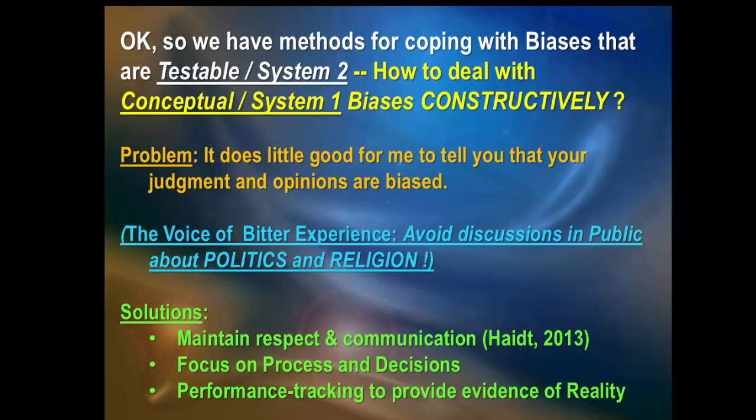Your parents probably told you many times, child, two things you don't want to talk about in public, religion and politics. Is that resonating with anybody? Why? Because those things are system one type stuff. So what's the solution to deal with conflicts of differences of opinion in those kinds of circumstances? First of all, maintain respect and communication. This goes back to Jonathan Haidt's book, The Righteous Mind. Anybody read that? Worth reading. I didn't think so at first, but it is. Focus on the process and the decisions that were made, and then look and see what happened. That gives you then an opportunity to go back and resume the discussion.